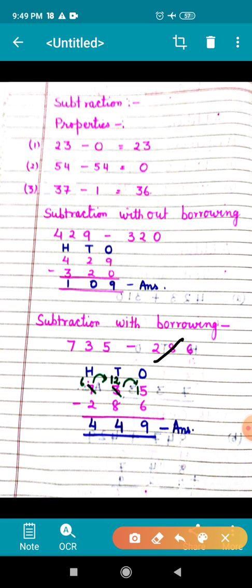Here you can see 5 minus 6. You cannot subtract 6 from 5 because 5 is a smaller number. So this 5 will borrow 1 from this 3. Here you can see 1 I have written with green pen because this 1 comes from tens place. So 3 is giving 1, so this 3 becomes 2 and here it becomes 15. 15 minus 6, 9.